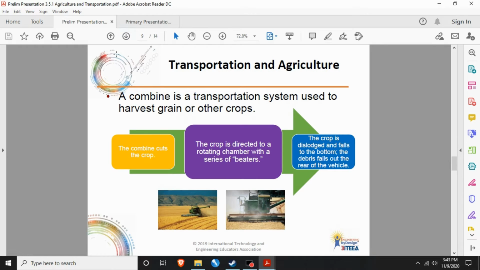The combine is a transportation system used to harvest the grain or other crops. The combine cuts the crops. The crop is directed to a rotating chamber with a series of beaters, and then the crop is dislodged and falls to the bottom. The debris then falls out of the rear of the vehicle.